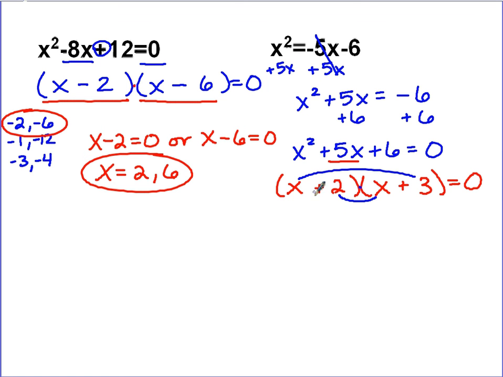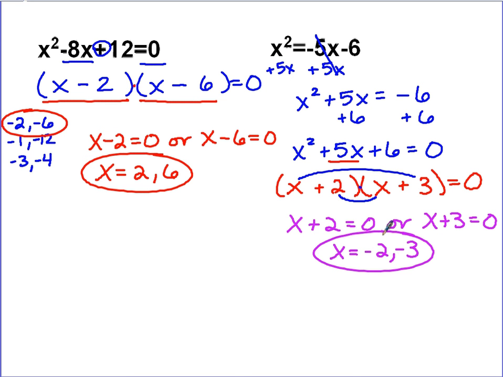Okay, so the whole point was that these two things are multiplying now to 0, and that can only happen if one of them is 0. So I want to look at when either x plus 2 equals 0 or when x plus 3 equals 0. So my solutions then are going to be x equals negative 2 and negative 3. And that's how you factor quadratics.